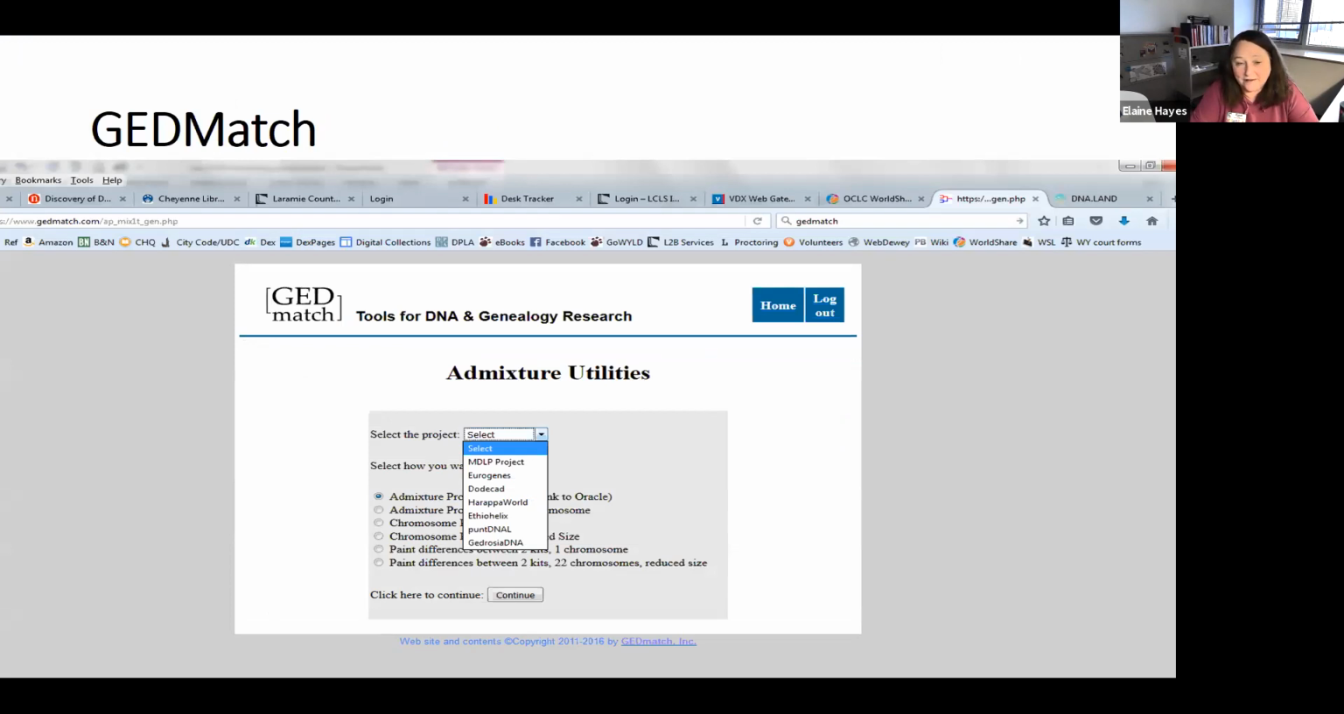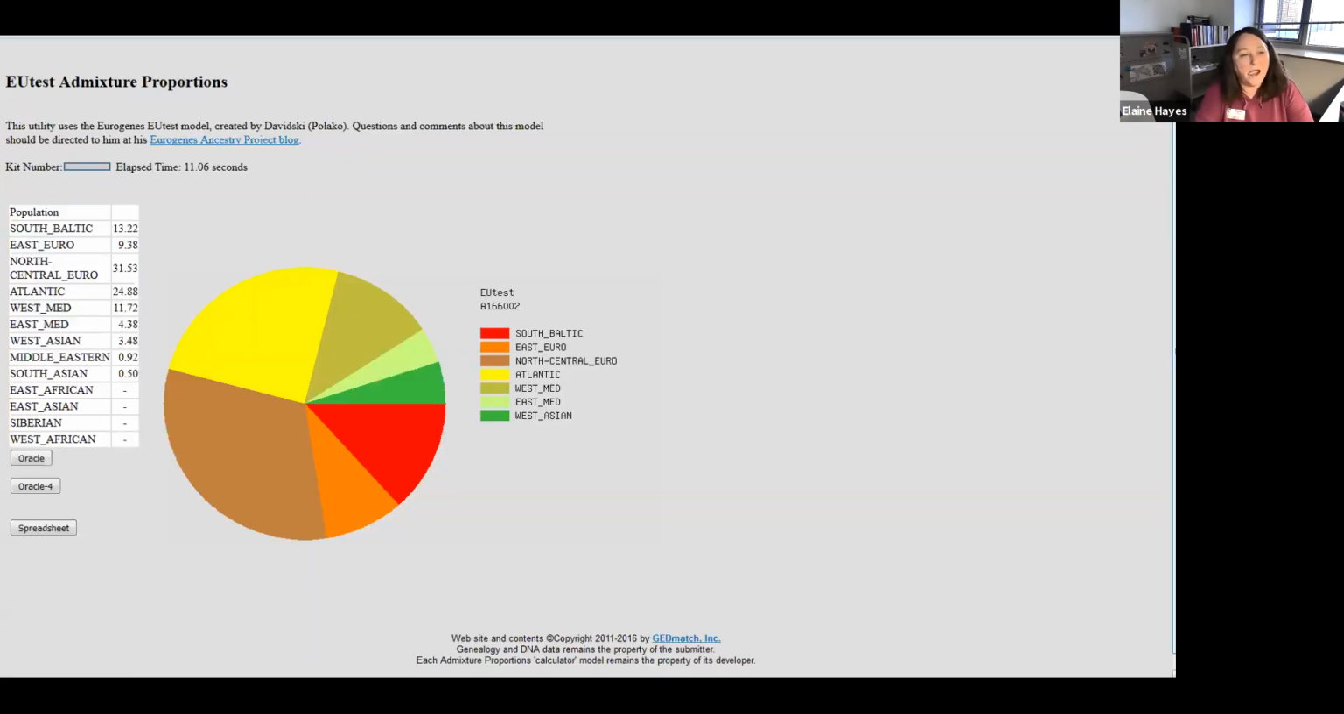GEDmatch is another place that you can put in your results and get more matches, especially if you're looking for birth parents or something like that. You really want to put your DNA in as many pools as you can to get as many matches as you can. They may not have tested at 23andMe, but they've tested at Ancestry or vice versa. But maybe they've also gone to GEDmatch. And watch your privacy in GEDmatch as anywhere else.